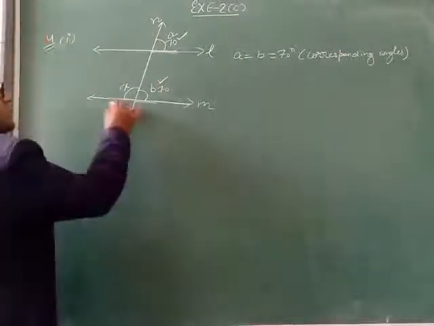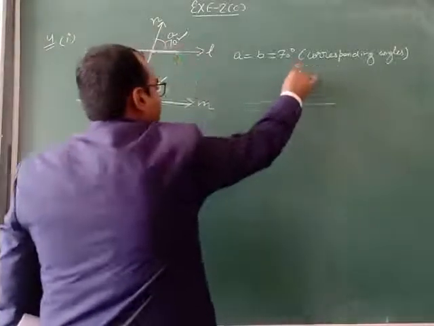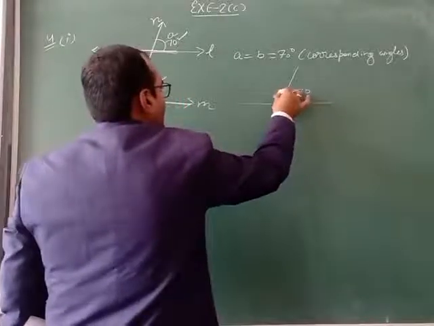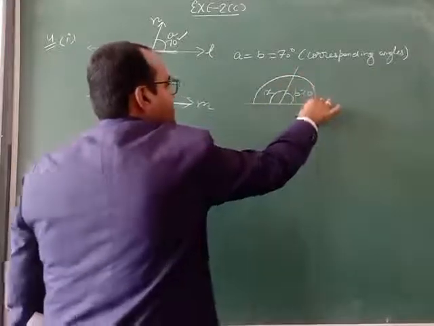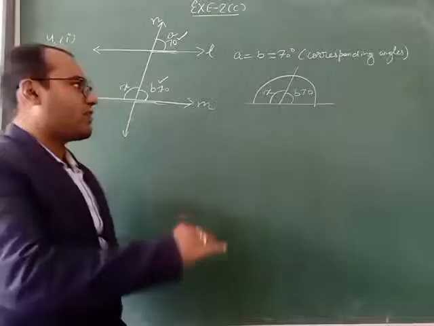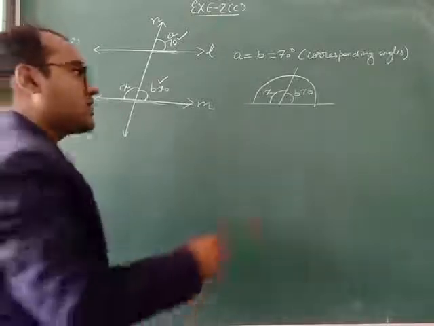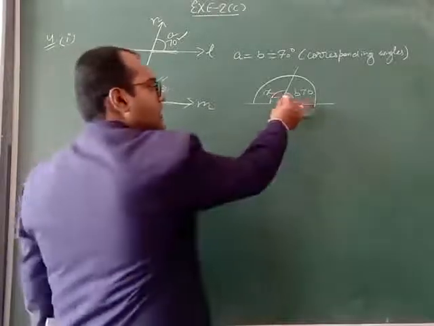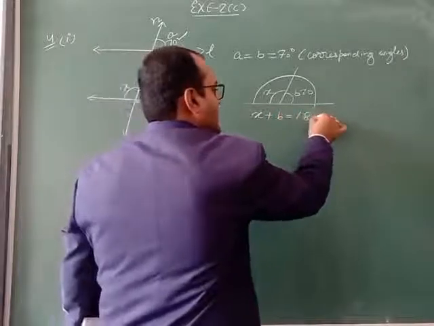Now this is a straight line. Here is 70, the value of B, and here is X. On this straight line a half circle is forming. This is the half circle, and in the previous exercise I explained that whenever a half circle is there, we have to take the sum of these two angles. We will not take them equal. We have to add them. X plus B is equal to 180.